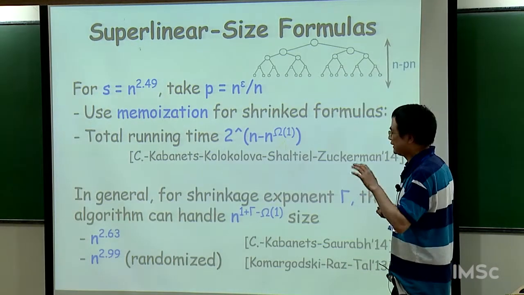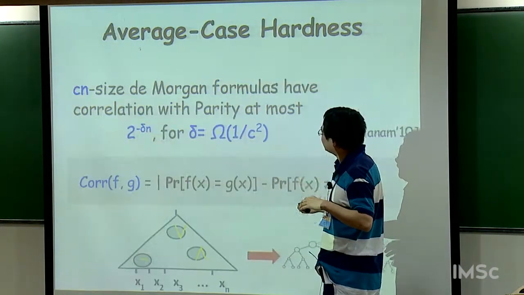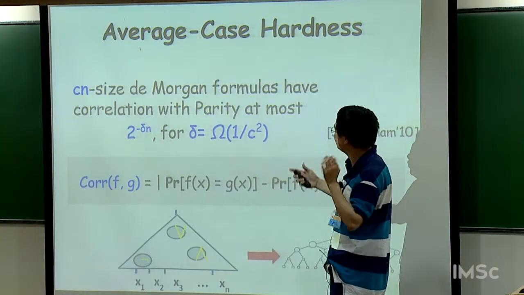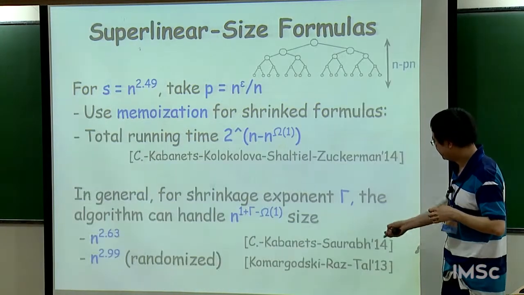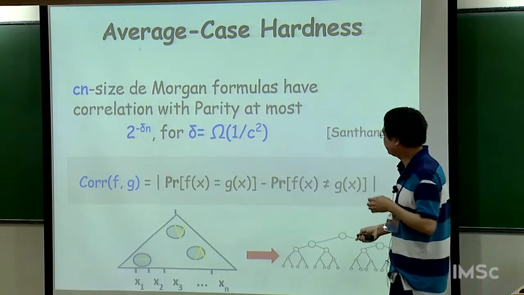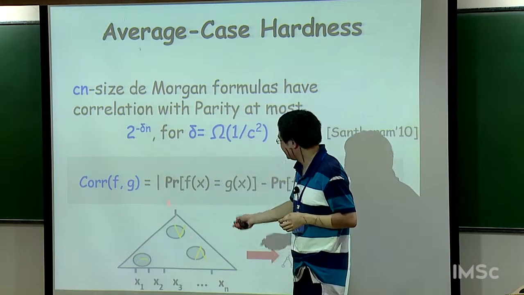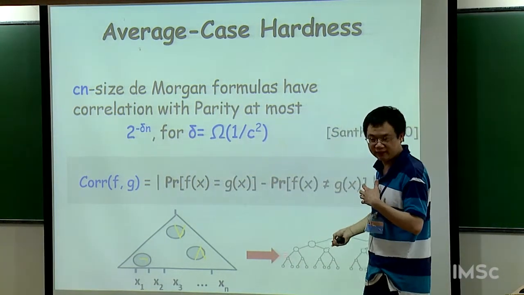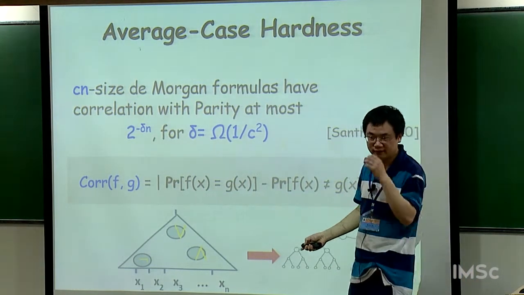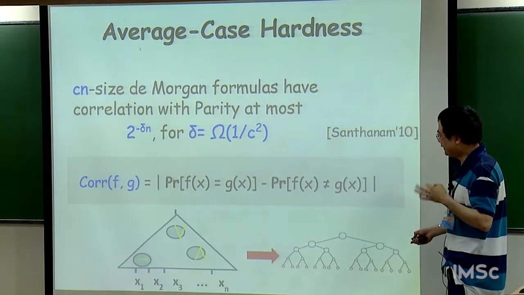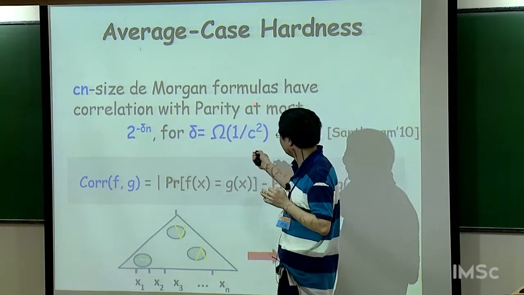Okay, so this shows concentrated shrinkage can be used to design satisfiability algorithms. On the other hand, concentrated shrinkage can be used to prove average hardness. So in the decision tree process we have constructed, it essentially shows that a De Morgan formula of size, let's say Cn, has an equivalent decision tree of size 2 to n minus delta n.